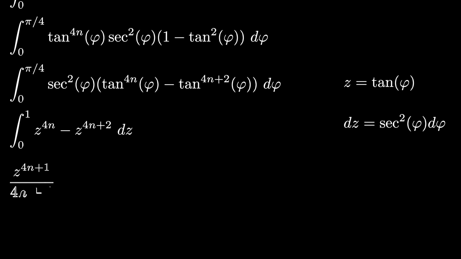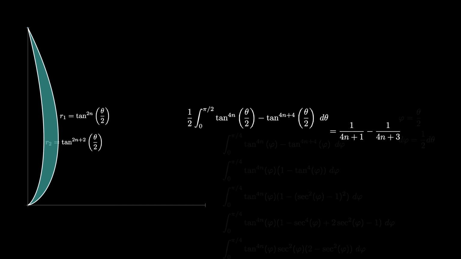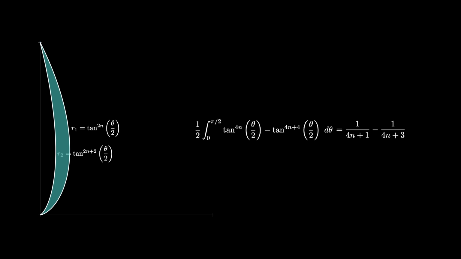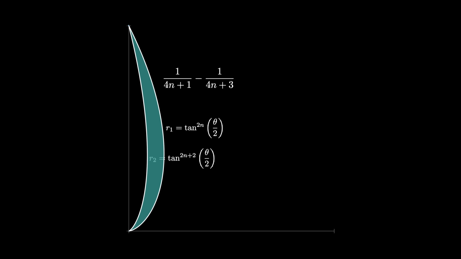We can compute this integral using the power rule for antiderivatives and the fundamental theorem of calculus, so that the integral is given by z to the 4n plus 1 divided by 4n plus 1 minus z to the 4n plus 3 divided by 4n plus 3, evaluated at 1 and 0. Plugging in 0 yields 0, and plugging in 1 yields 1 divided by 4n plus 1 minus 1 divided by 4n plus 3. So the integral we were interested in is given by the quantity 1 divided by 4n plus 1 minus 1 divided by 4n plus 3. And that means that the area between the two polar curves we started with is the difference between the reciprocals of two successive odd numbers. This is because 4n plus 1 and 4n plus 3 are both odds and differ by 2.